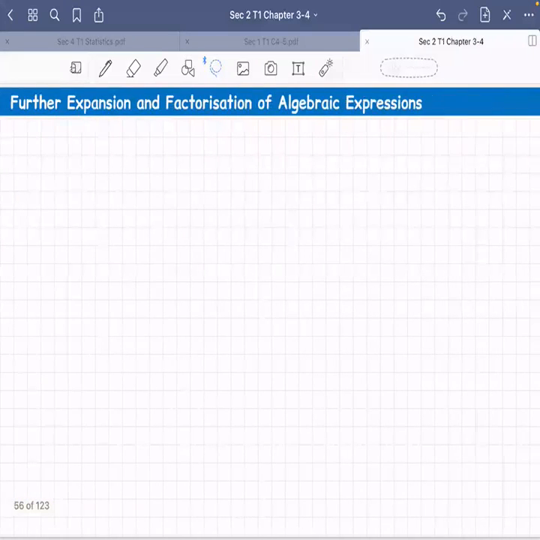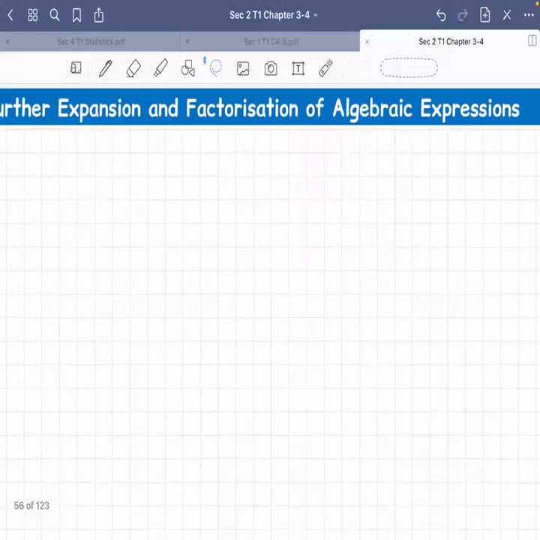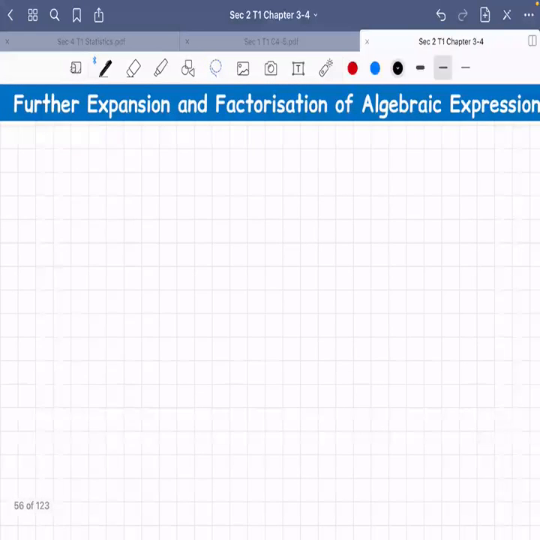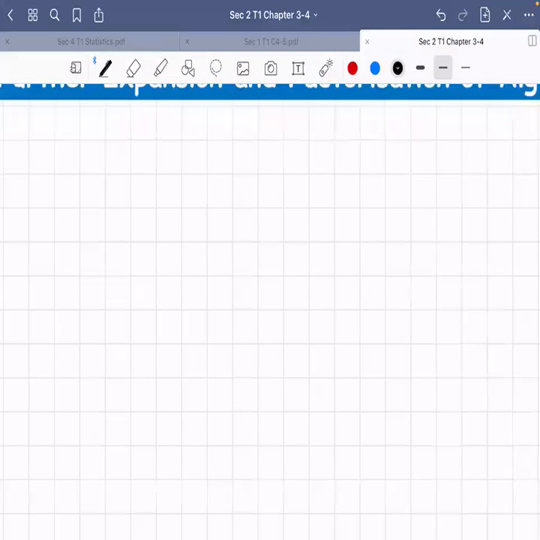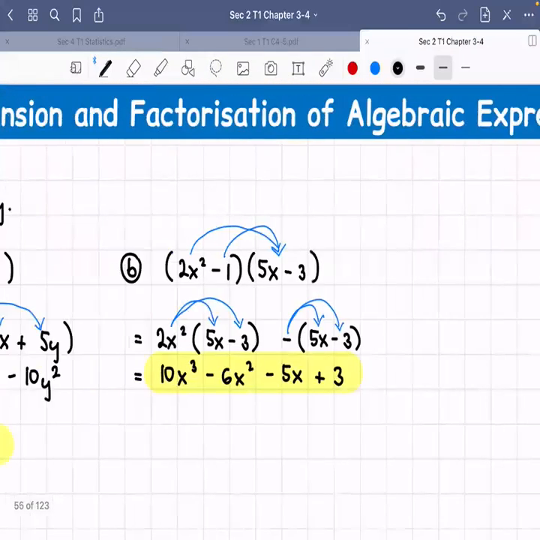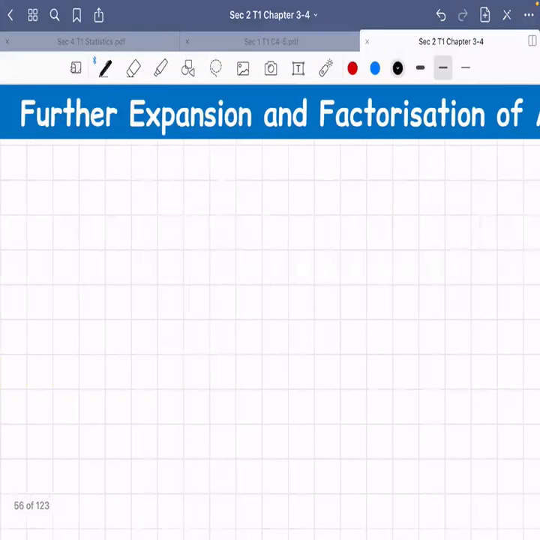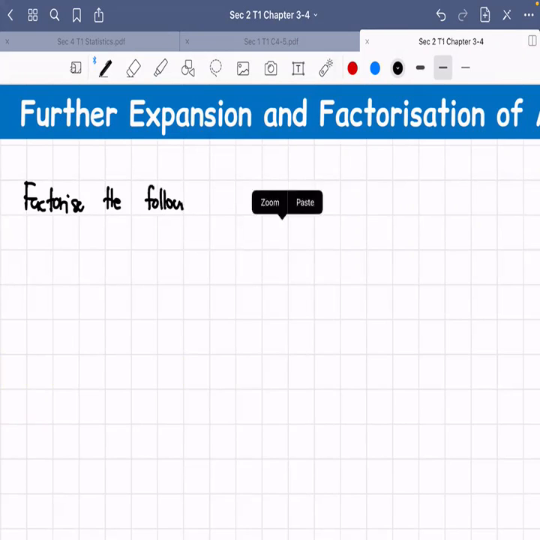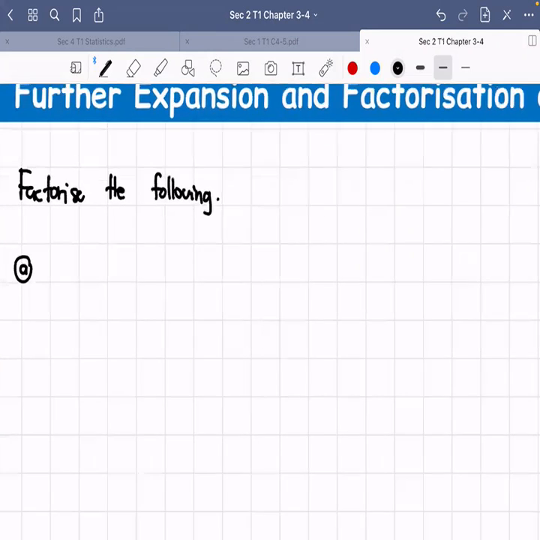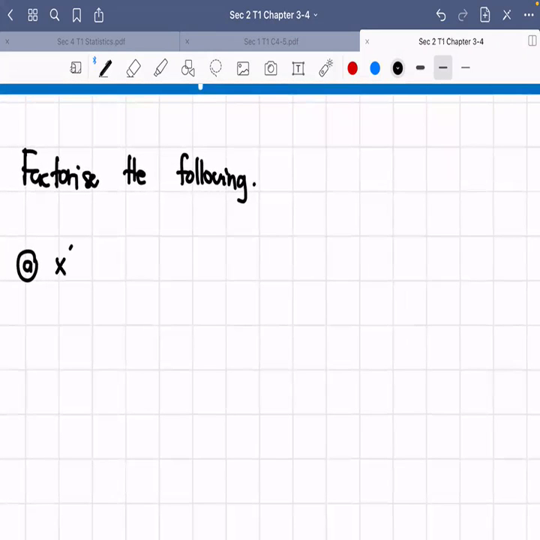Okay, I'll just give you 2 more examples, and I'll give you your classwork for today. So we're done with expanding and simplifying. Let's recall factorization, right? So let's factorize the following. Okay, so let's have x squared.